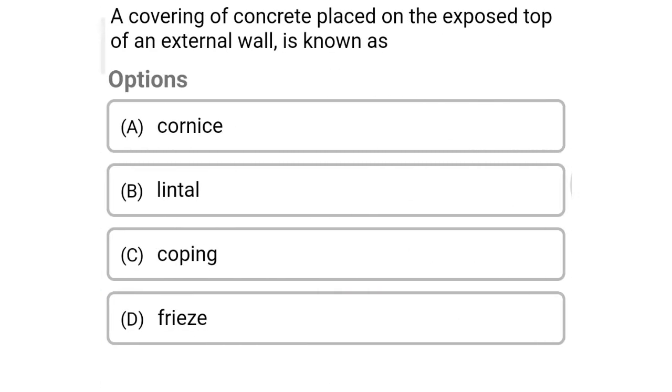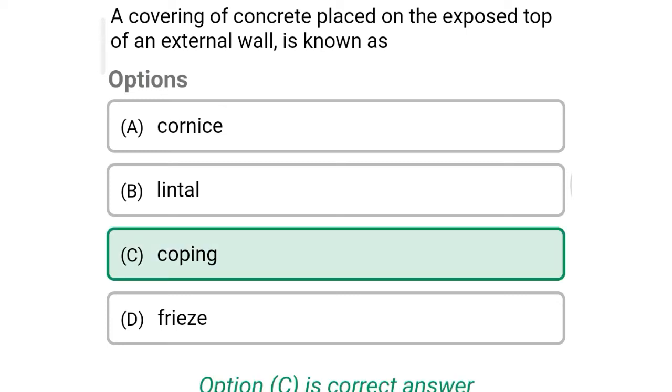So next question, a covering of concrete placed on the exposed top of an external wall is known as option A cornice, option B lintel, option C coping, option D frieze. So the correct answer is option C coping.